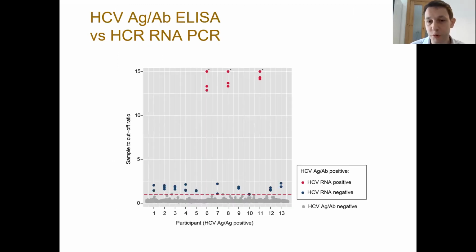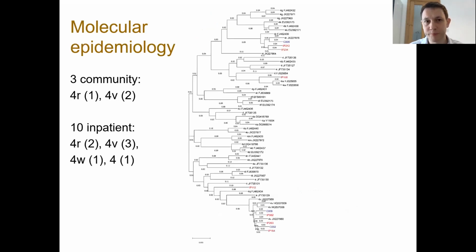Now, if we look at those who are positive, the 13 patients along the x-axis who are positive by antigen antibody testing, they were all tested in duplicate or triplicate, and you can see the 3 individuals that were HCV RNA positive had a much higher sample to cutoff ratio in the ELISA test, indicating that potentially the S to CO could be used, as other authors have previously described, because most of the low-level positives were negative by RNA PCR.